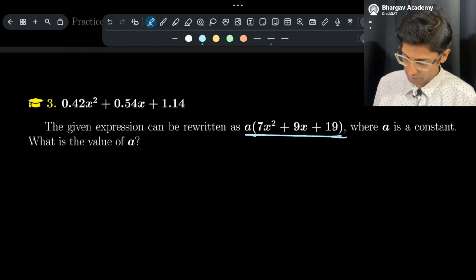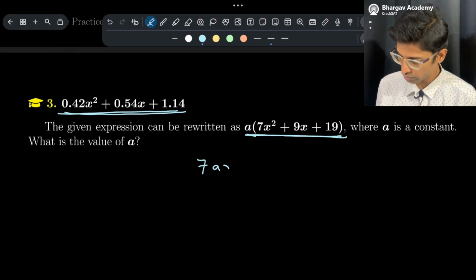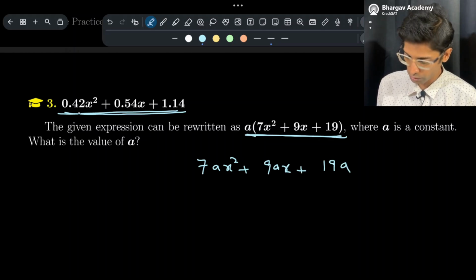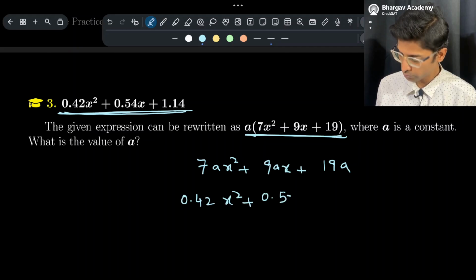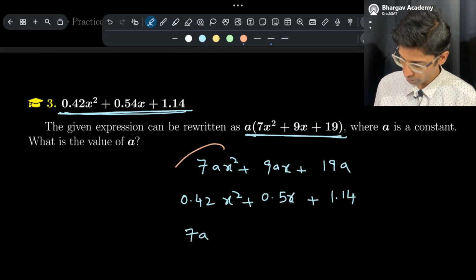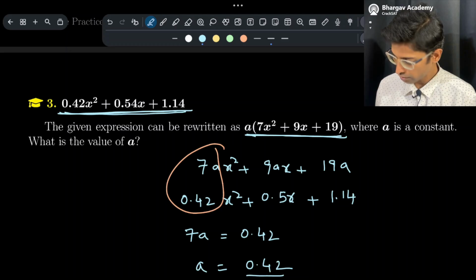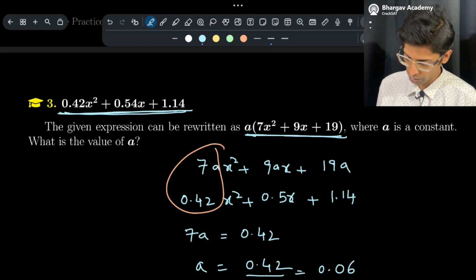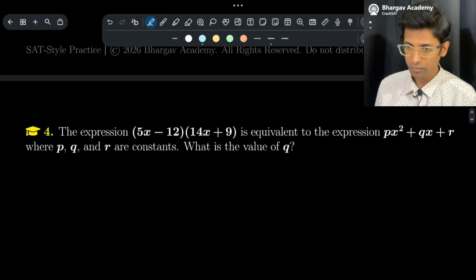Let's multiply this and try to equate both the expressions. So I have 7ax square plus 9ax plus 19a should be equal to 0.42x square plus 0.5x plus 1.14. So if I equate 7a with 0.42, from here I can find out the value of a as 0.06. So that is the value of a. Let me go to the next question.